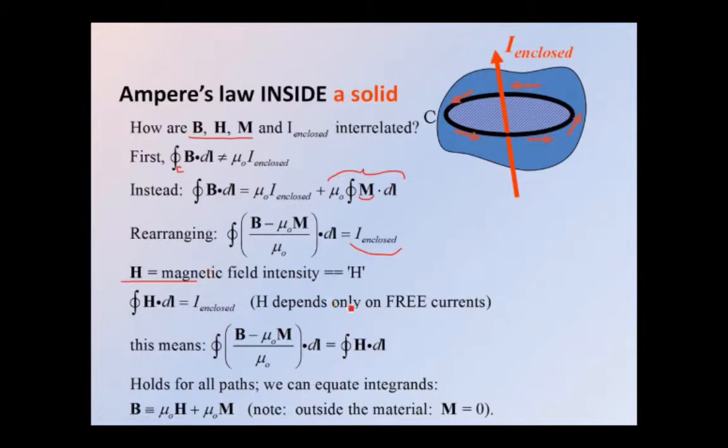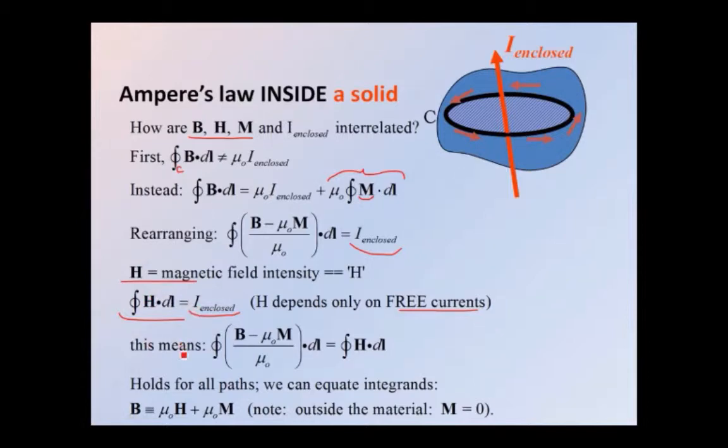H depends only on the free currents, and the only free current in this vicinity is I enclosed. Just to remind you, I is the motion of charge in this vicinity here. The corresponding I enclosed within the curve C is what we're talking about. The integral of H dot dl is equal to I enclosed because that's the free current, and so this would be Ampere's law for H.